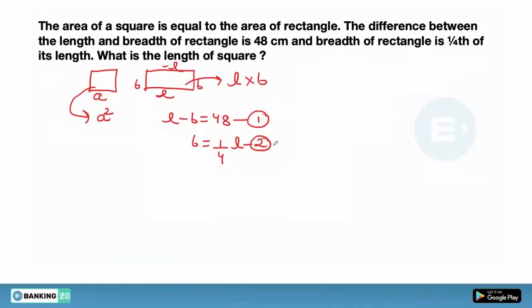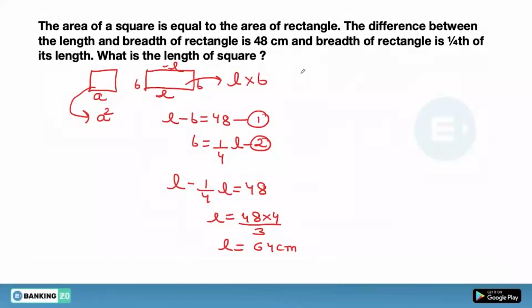While putting this equation 2 in the equation number 1, what we will get? We will get L minus 1/4 L is equal to what? It is equal to 48. Now, what does it mean? This means that L is equal to 48 into 4 divided by 3. And what it will give? It will give me L equals to 64. What is 64? 64 in centimeter.